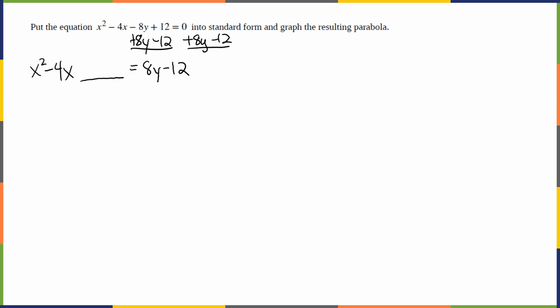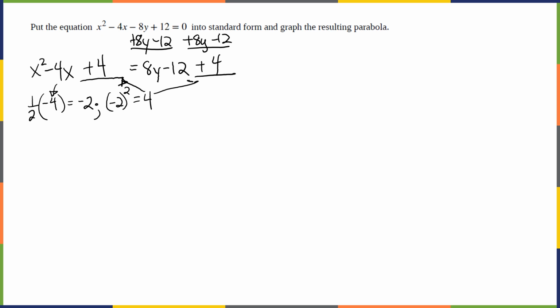Now, in the process of completing the square, you will multiply the value of b, which in this case is negative 4, by 1/2. So we will say 1/2 times negative 4 equals negative 2. Then we will take that value, negative 2, and square it, and this value of 4 is the value that we will add to both sides of the equation. So I will add 4 to both sides of the equation.